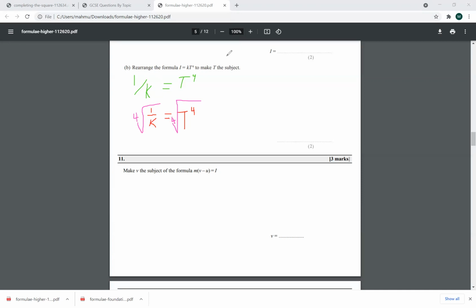Now I could easily show how I'm cancelling, in a different color. This 4 gets cancelled out by the square root. So my answer is the square root of 4 of I over K equals T. That's why it's 2 marks. They're not asking you to do anything difficult. First thing you have to do is take the K to the other side, because K and T are times in each other. If I take it to the other side, it becomes I over K, which is T to the power of 4. Then put 4 square root on both sides. So this 4 cancels out this 4, and I'm left with only this.